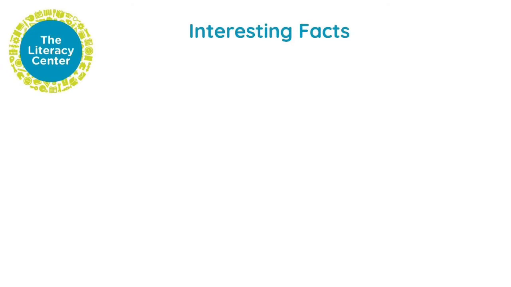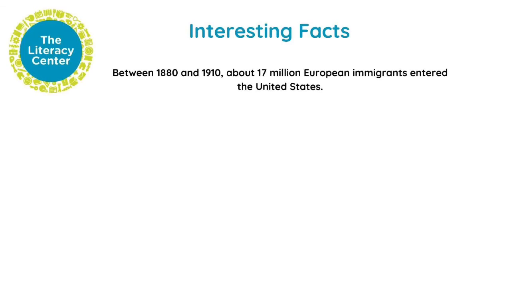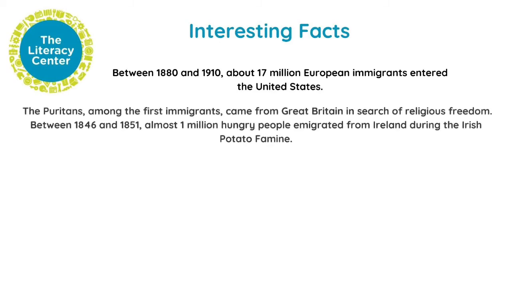So let's talk about some interesting facts related to immigration in US history. Between 1880 and 1910, about 17 million European immigrants entered the United States. The Puritans, among the first immigrants, came from Great Britain in search of religious freedom. Between 1846 and 1851, almost 1 million hungry people emigrated from Ireland during the Irish potato famine.